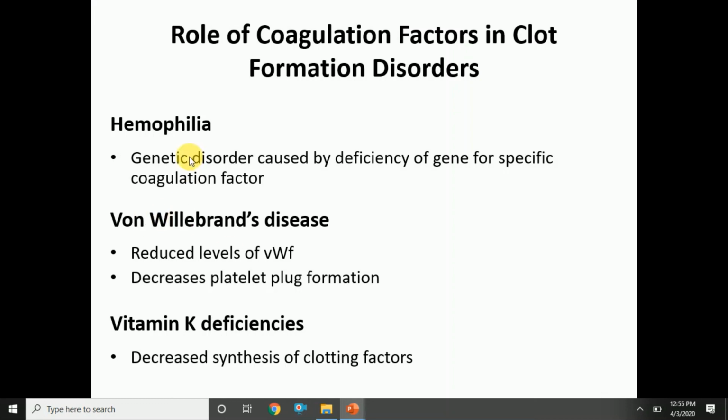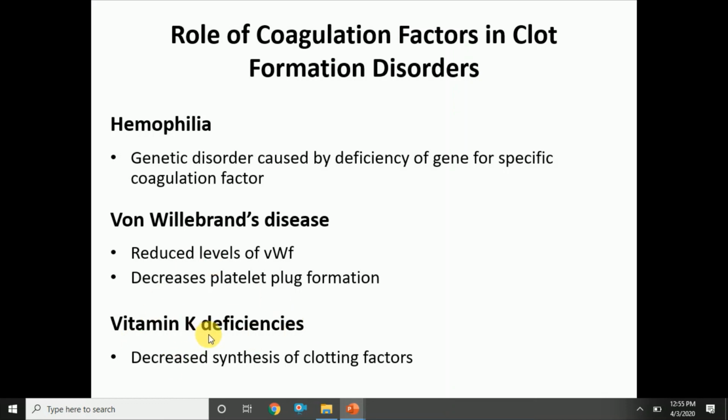So hemophilic patients, this is a genetic disorder where there is a pathology in the genes for the specific coagulation factors. So again, it's a bleeding disorder. Von Willebrand disease. Von Willebrand is one of the clotting factors. So in von Willebrand disease, there are reduced levels of that von Willebrand factor. F here stands for factor, and that leads to a decrease in the ability to make a platelet plug and then eventually make a blood clot.